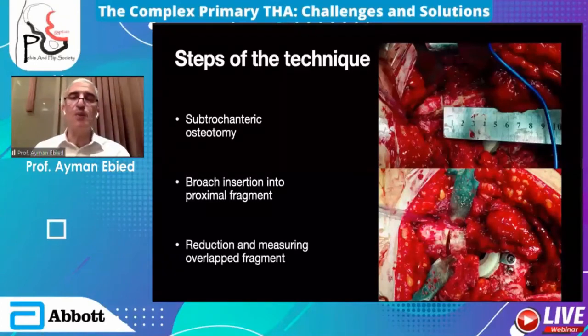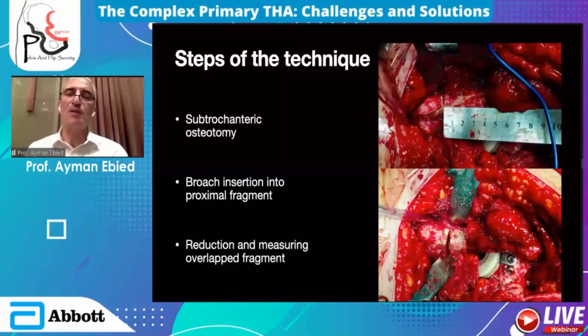Once you have completed your osteotomy, insert the broach in first and make a trial reduction of the hip with the proximal part, while the broach is connected to the proximal part of the femur. See the overlap that is created between the shaft and the proximal part of the femur to judge how much of the bone you need to take out to balance your soft tissue.